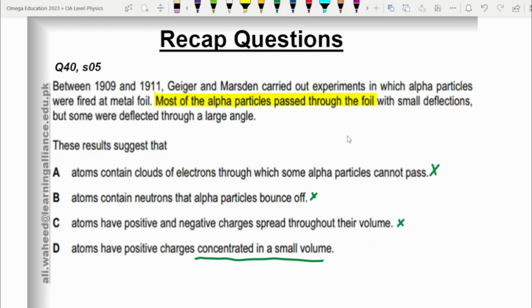So what happened was, here you have a nucleus of one atom, the nucleus of another atom here, and another here, and in between you have the electrons and the free space. So most of the alpha particles were able to pass through it because the nucleus is concentrated only in a small space, in a small volume. So D is consistent with everything given in the question.